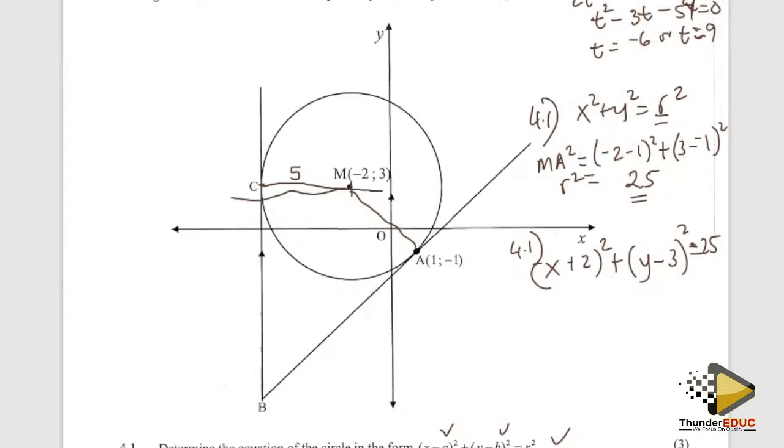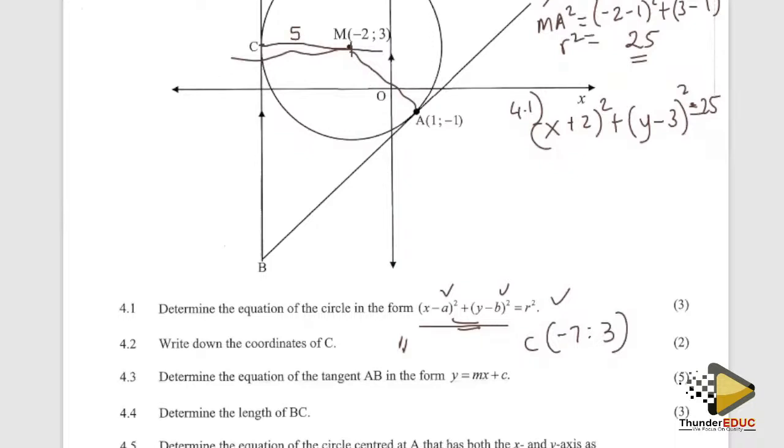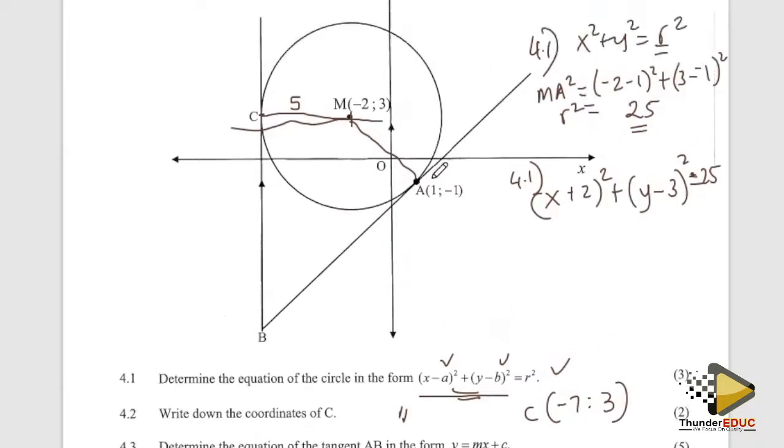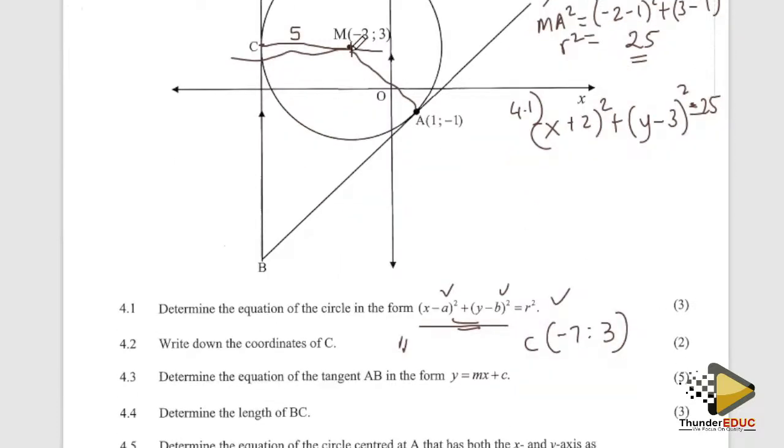All right, then since it's a tangent, it touches the circle at one point. Then determine the equation of AB. Remember, AB is this tangent here. So for us to get the equation, what do we need? We need the gradient of the radius. We know that the tangent and the radius will be perpendicular, and then we use the theorem that talks about the gradient of perpendicular lines. It's 5 marks.